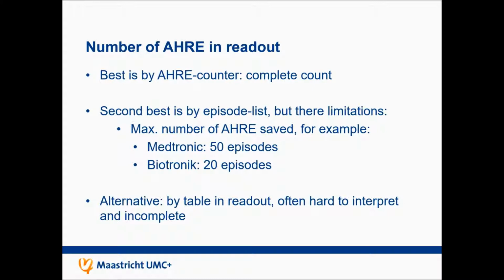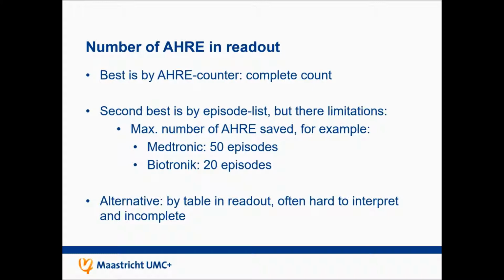Second best is looking at an episode list. We get a lot of those, but there are limitations, because normally the device has a maximum number of atrial high rate events that it can save for a long period. For example, there are Medtronic devices that can save up to 50 episodes, but there are also Biotronik devices that can save a maximum of 20 episodes. And then we see that the counter has, for example, 70 episodes of atrial high rate events, and the episode list only shows 20 episodes.